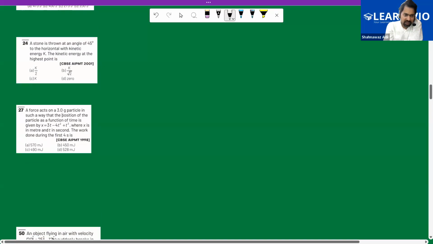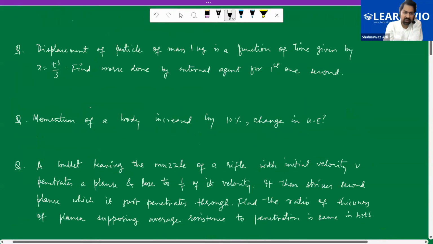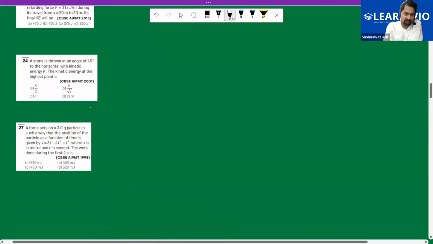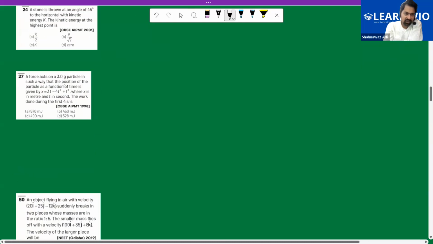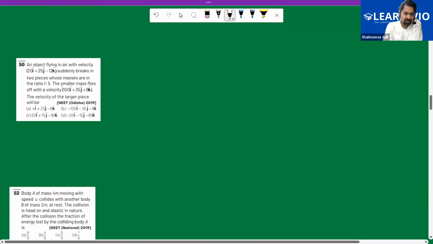A force acts on a 3 gram particle in such a way that the position of the particle as a function of time is given by this. The work done during the first four seconds. This one we have also done, especially in the conceptual part. So I will leave it to you, please try this one. This is parametric form. We have to find out F, find out velocity, and then integrate from 0 to 4 seconds. So I will leave this to you and then we'll talk about this.